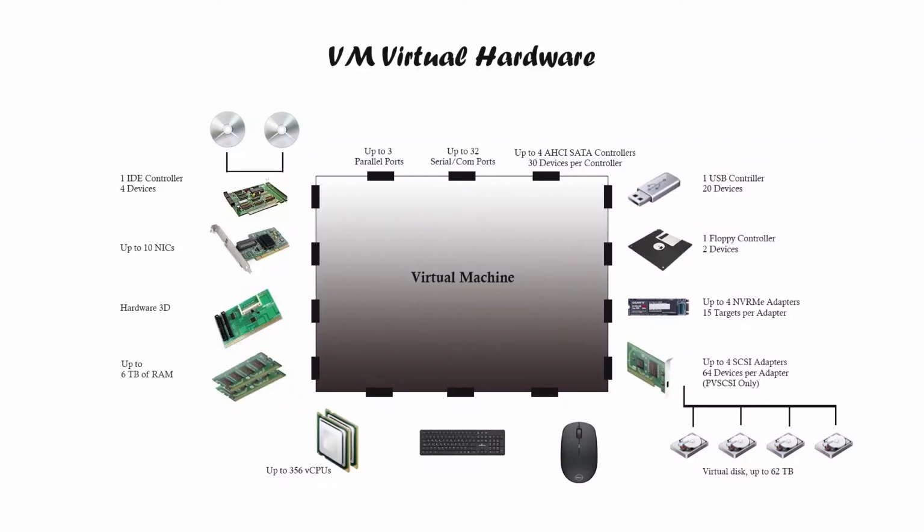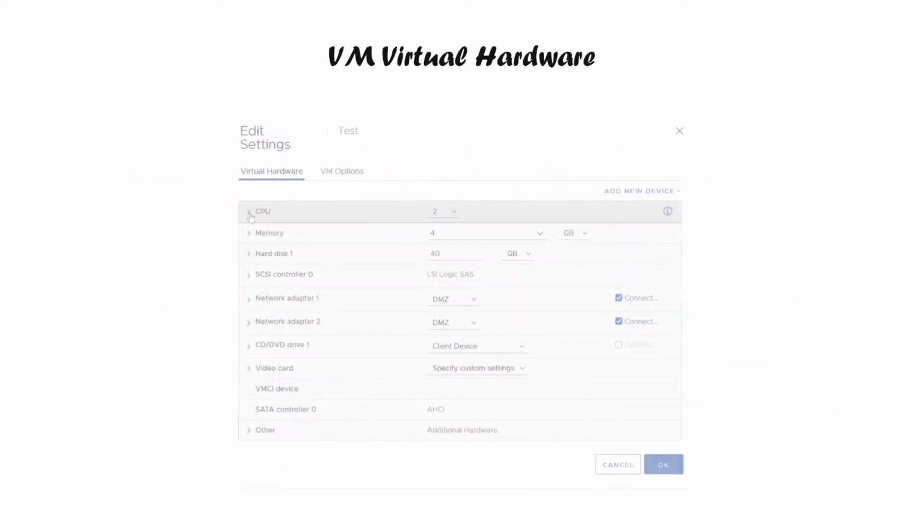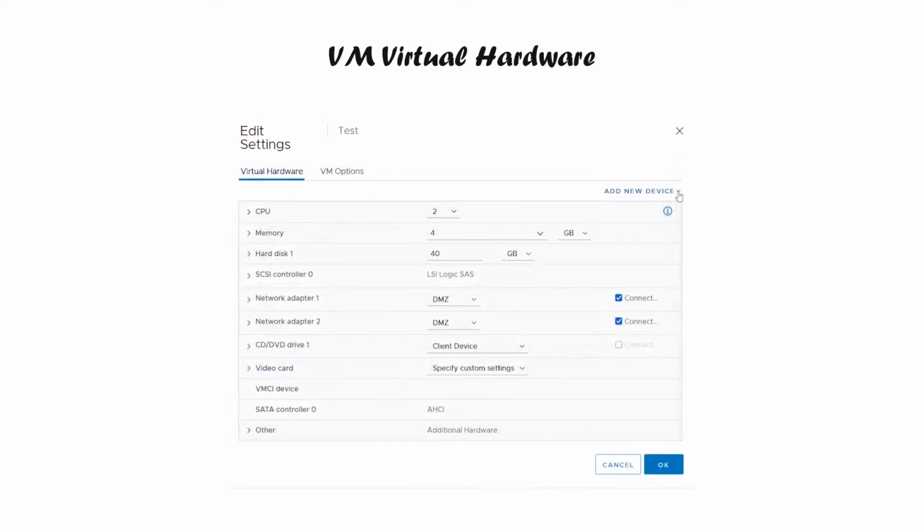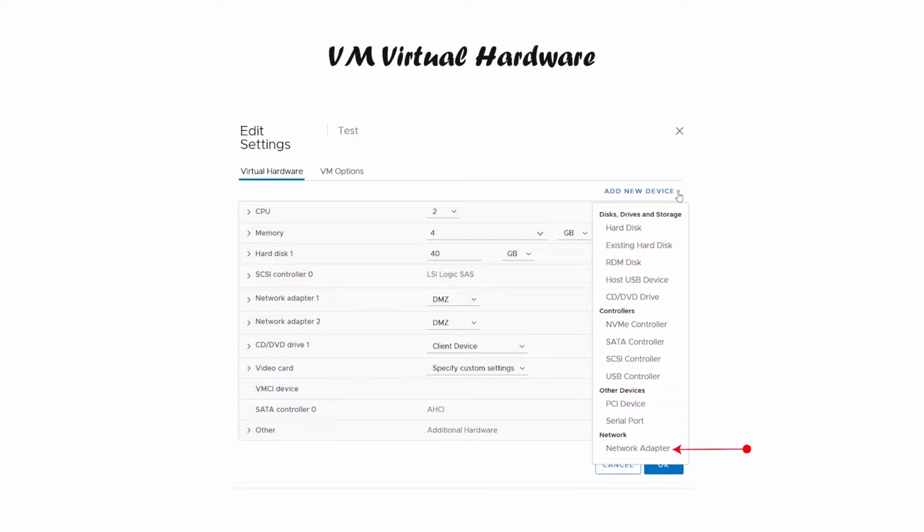Uniform hardware makes VMs portable across VMware virtualization platforms. You can configure VM memory and CPU settings. vSphere supports many of the latest CPU features, including virtual CPU performance counters. You can add virtual hard disks and NICs. You can also add and configure virtual hardware, such as CD drives, DVD drives, and SCSI devices.